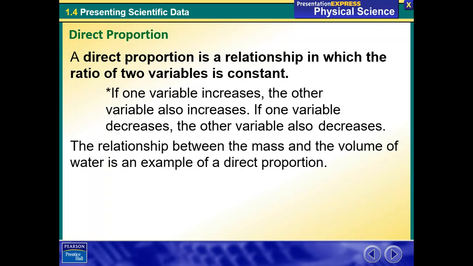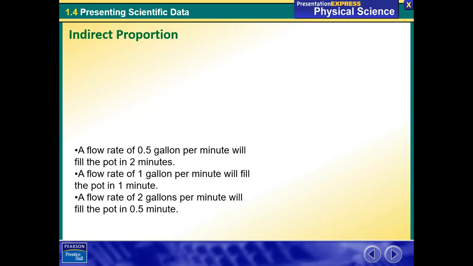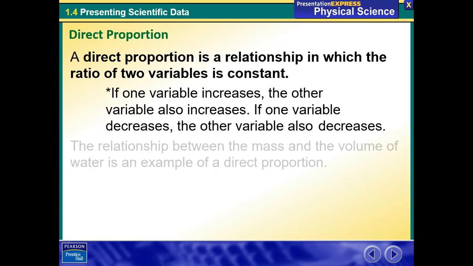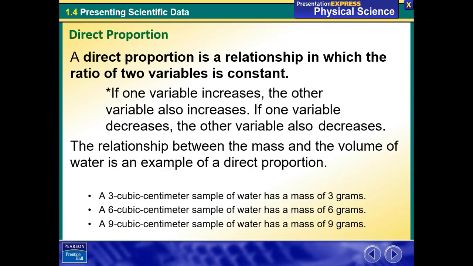So here we see the relationship between mass and volume of water is a direct proportion. What I mean by that is if we look at this slide right here, we see that as we increase the volume, the mass is also going to increase. And we see that here, if we had 3 cubic centimeters of water, we get 3 grams. If we increase that cubic centimeters to 6, we also see our mass increase. Again, if we increase again, we see that increase again as well.